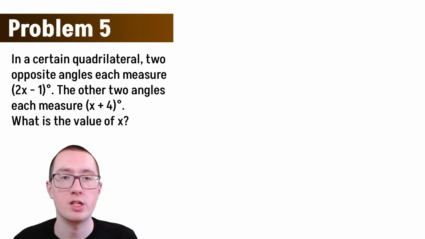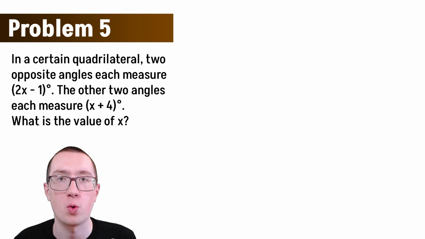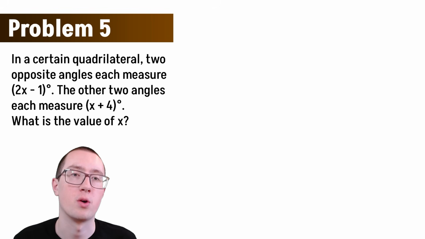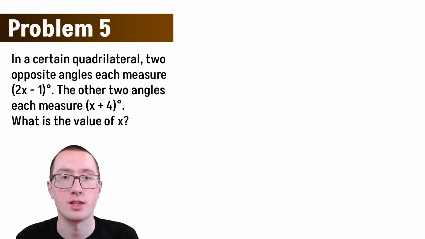Okay, for this problem, we're going to need a little bit of geometry knowledge because it talks about a quadrilateral, which is just a fancy word for a 4-sided shape. Now, as always, we look down at the bottom of the question and it says, what is the value of x? So that's what we're looking for. So now that we know that, let's look at the rest of the question and see what we can pull out.